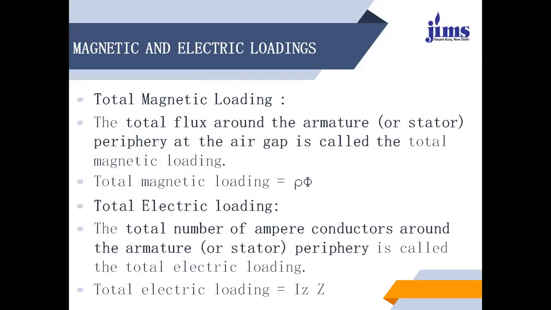Magnetic and electric loadings: total loading includes two things, one is the magnetic loading and another is the electric loading. The total flux around the armature or stator periphery at the air gap is called the total magnetic loading, normally P phi. The total number of ampere conductors around the armature or stator periphery is called the total electric loading, and it is indicated by Iz into Z. Iz is the current associated with each conductor, multiplied by the total number of conductors.